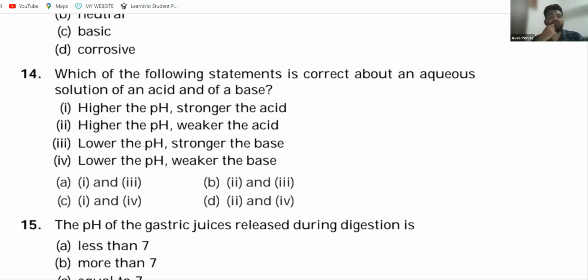Okay, tell me which one is correct? Question number 14. Higher the pH, weaker the acid. Okay, you need to choose two. Higher the pH, weaker the acid. Option 2 and 4. Lower the pH, weaker the base. Yes, option 2 and 4 is the correct one. Okay.